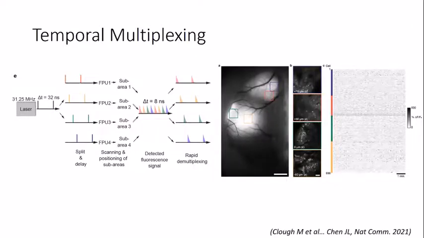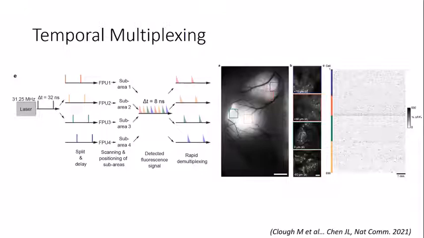This is another microscope that I developed in the lab. It's different, but it uses a similar strategy. It looks at four different sub-areas in the mouse cortex, simultaneously covering a large field of view. The idea of this kilohertz system is to combine these two strategies together to get a higher frame rate. For spatial multiplexing, we cannot get beams too close together, so there's only a certain number of beams that we can use.